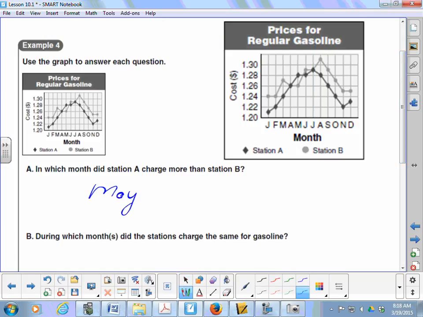Because here we've got the diamonds are above the circles, the dots. Right? During which months did the stations charge the same for gasoline?